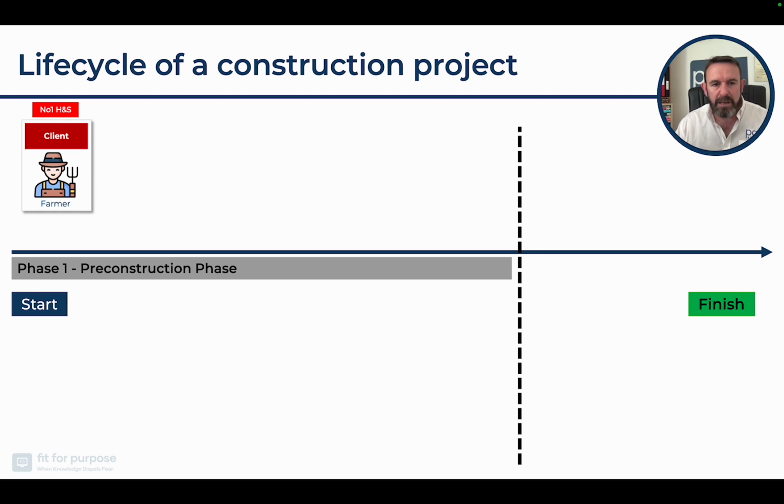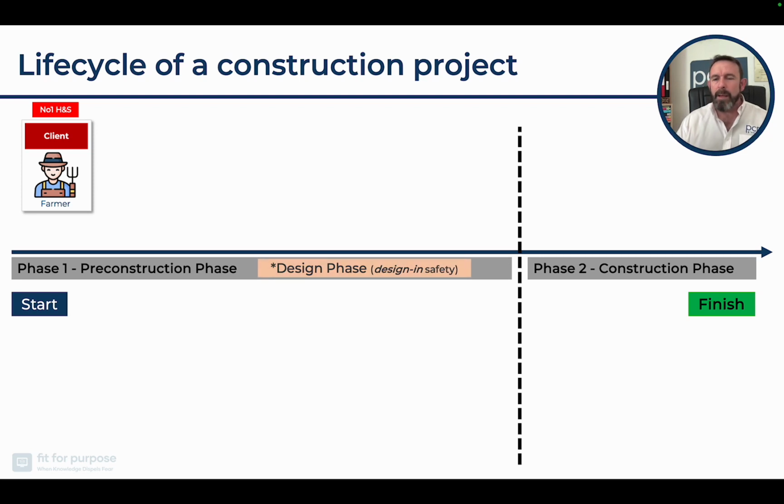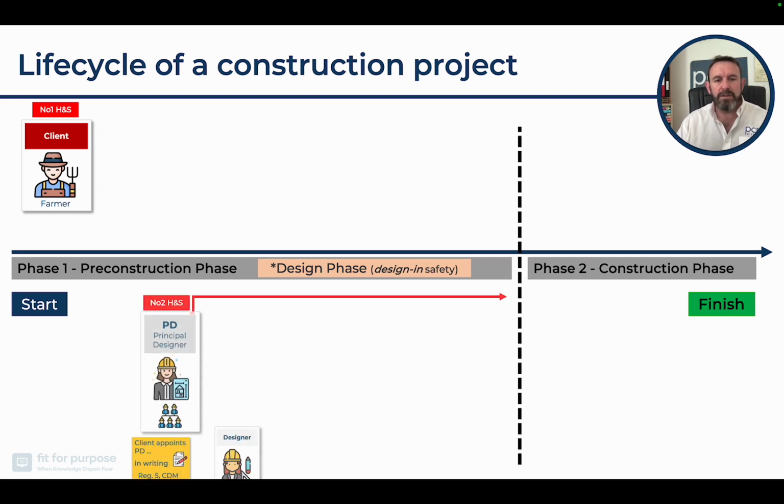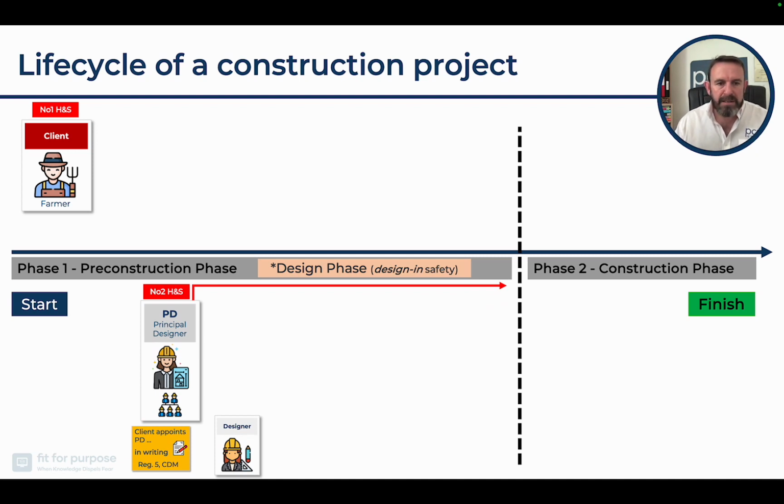So the first phase is that pre-construction phase, before any construction starts. That second phase is the construction phase. And it's also really important to think, we can see in the center there, that phase one, that pre-construction phase, can also be known as the design phase, because this is where we have to design in safety. That's designing safety into the project. Two phases. That first phase there, we can see the client's got number one, health and safety, written above them there, and we can see number two for health and safety, because there's three really important people.